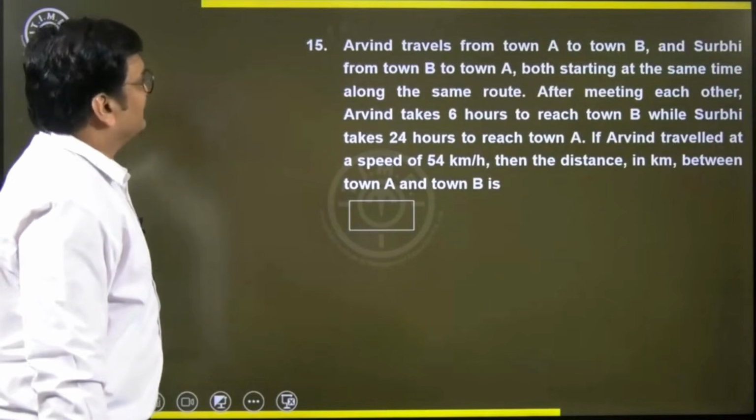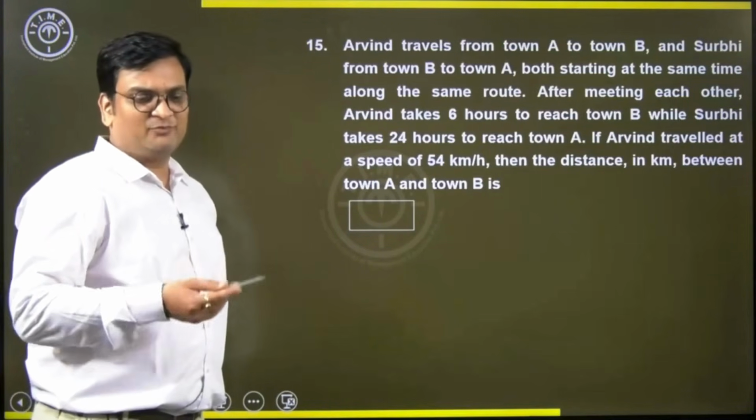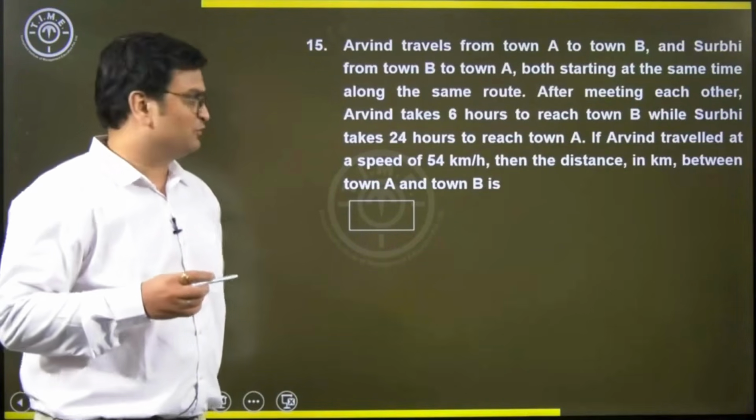15th one. Arvind travels from town A to town B and Surbhi from town B to town A, both starting at the same time along the same route. Okay.